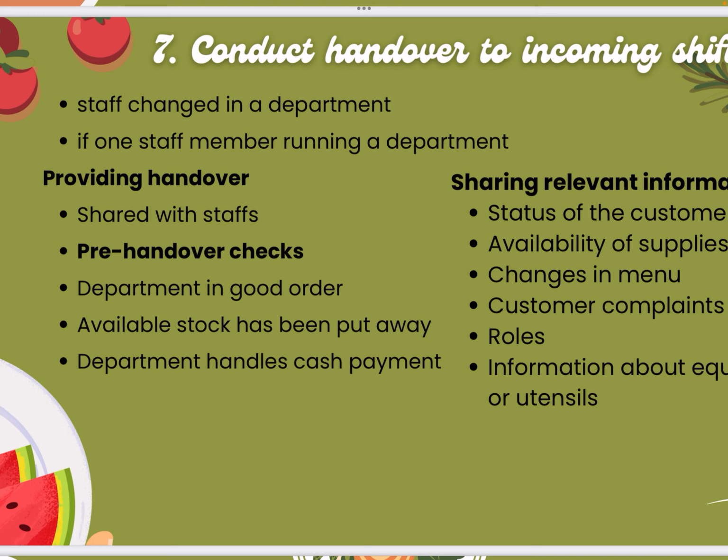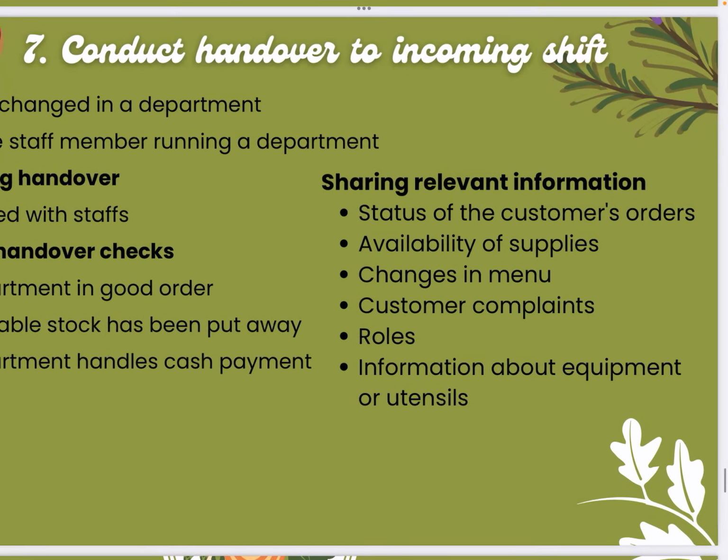Next, pre-handover checks. Department in good order. Available stock has been put away. Department handles cash payments. So sharing relevant information. Status of the customer orders. What is the status of the customer? This is the process of endorsing, the process of handing over the status.